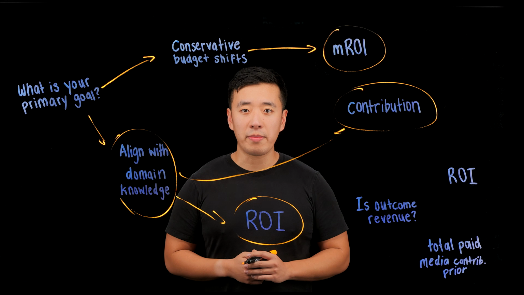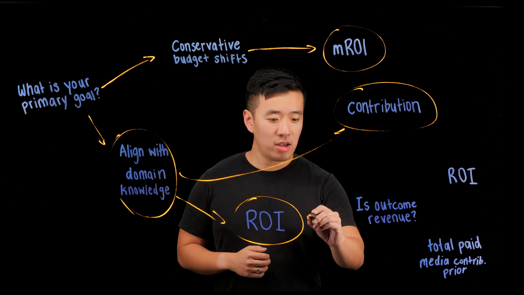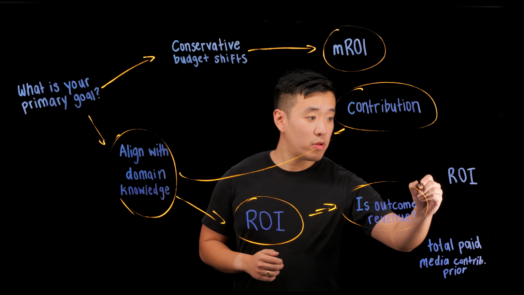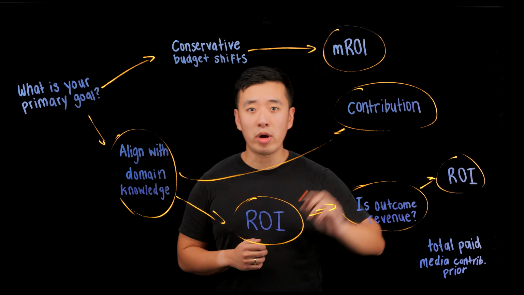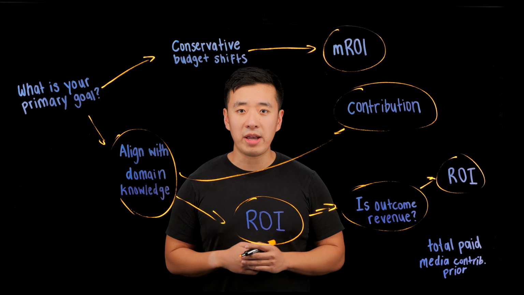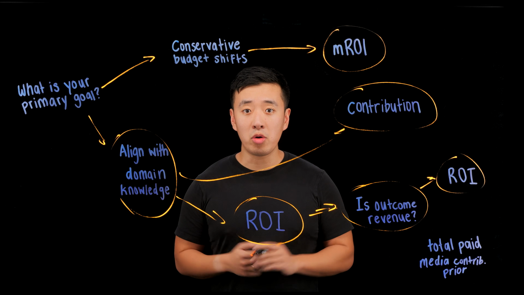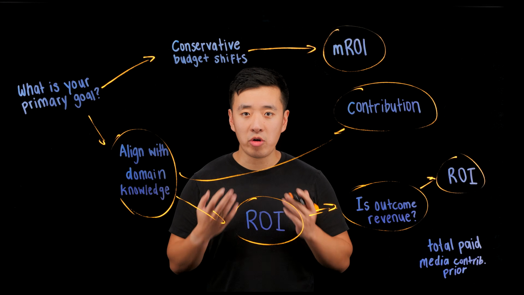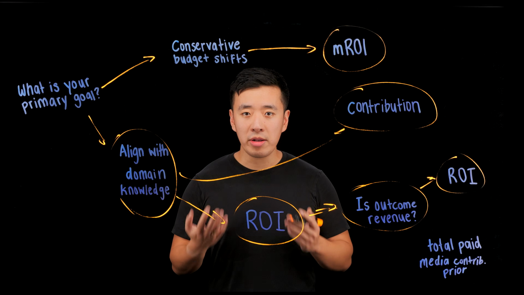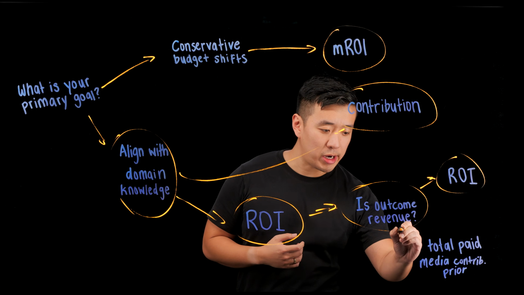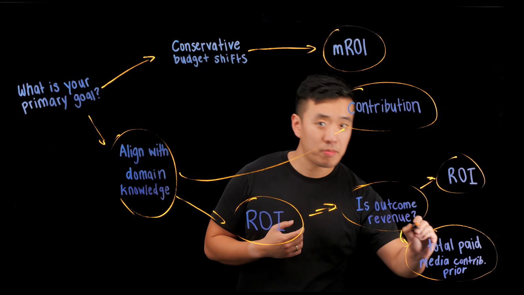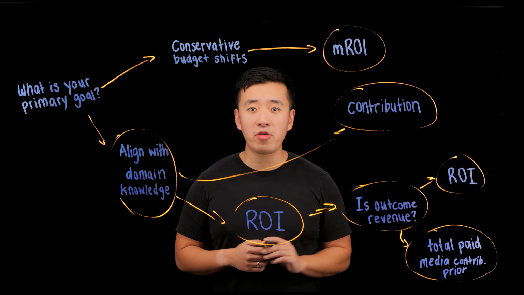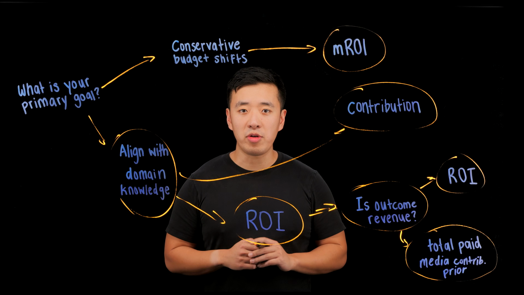If ROI is what you care about, the next question to ask is, is the outcome revenue? If yes, use the ROI prior type. It typically aligns best with business knowledge. If no, say you have a metric like app installs, and you don't have knowledge of your incremental KPI per channel, you'll want to use total paid media contribution prior. However, if the answer to that question is yes, you'll still use the ROI prior. The math handles the unit conversion.